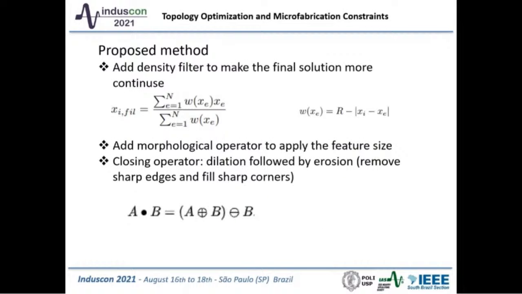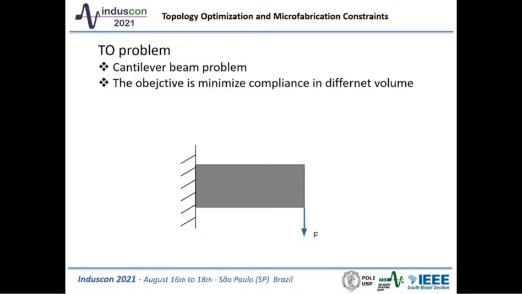After that, a density filter makes the final solution more continuous, and morphological operators apply the feature size and limitations of microfabrication. The proposed method is applied to a cantilever beam problem with the objective of minimizing compliance at different volume fractions.